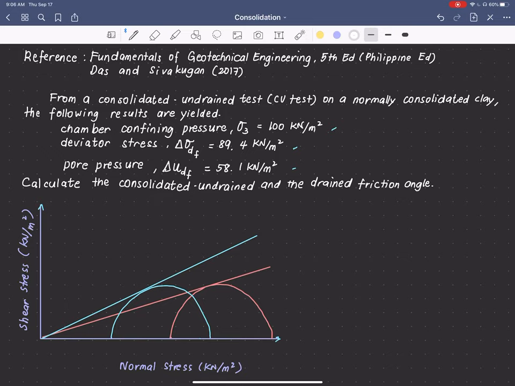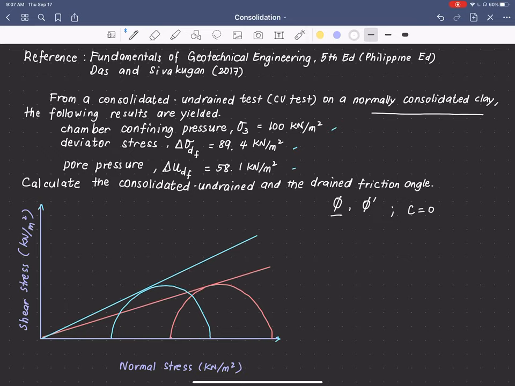Oh, sorry, this is undrained, and this is drained friction angle. Since we are given a normally consolidated clay, the assumption is cohesion is equal to zero. For sand and normally consolidated clay, we can say that the cohesion, or C, is equal to zero.